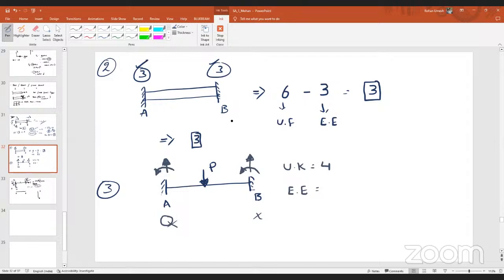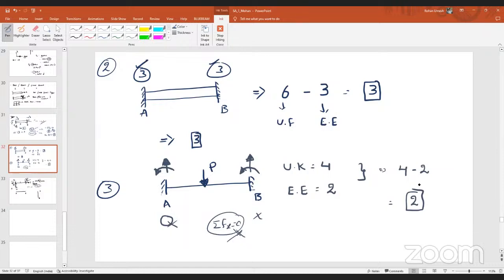Now tell me how many equilibrium equations I have to consider here? 2, sir. Why? Because as there are no horizontal or axial forces acting on the system, even if I don't consider summation x equal to 0, this will automatically be satisfied. So I can consider 2 equilibrium equations. So what is the indeterminacy? Unknown forces are 4, equilibrium equations are 2. So the indeterminacy is 2. That means we need 2 extra equations to solve this problem.